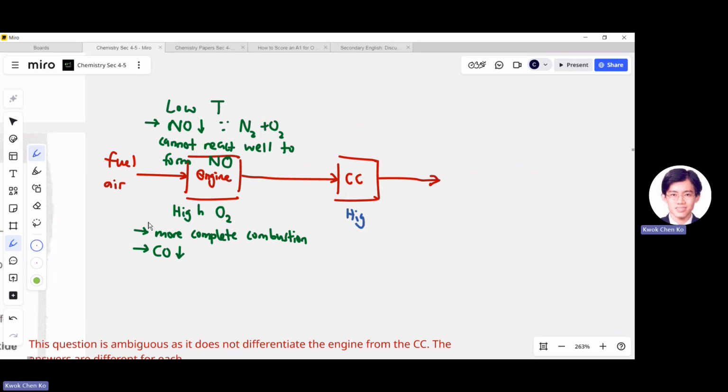Well, obviously, if you have lots of O2, it's going to go into the CC. So therefore, you will tend to have high O2. And what happens to the redox reactions? There will be better oxidation. Don't use the word combustion, please. Combustion doesn't take place in a catalytic converter. It's better oxidation of CO to CO2. And therefore, your CO decreases as well.